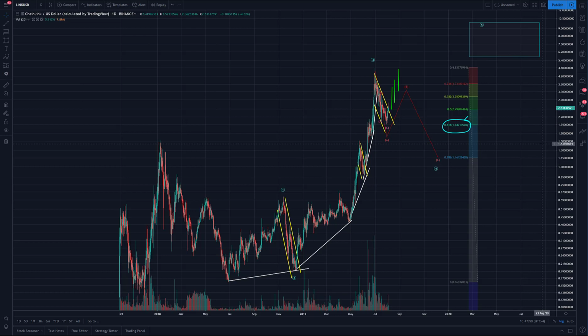So I think for Chainlink, even in this ascent, if you use the stick method of angle of ascent, it'll give you a good indication, just like the way we did here, as to when might be a good time to take this wave 5 profits.